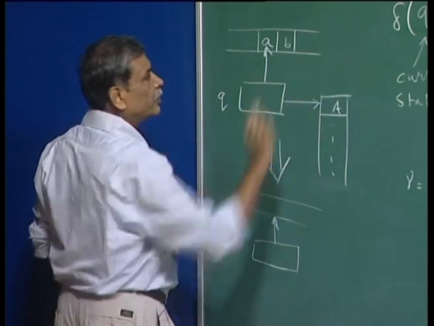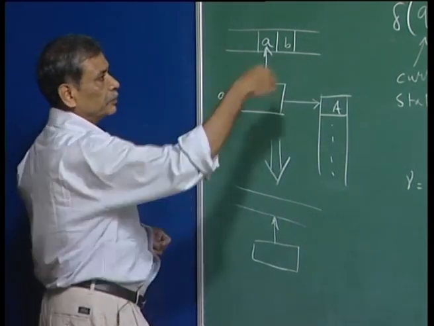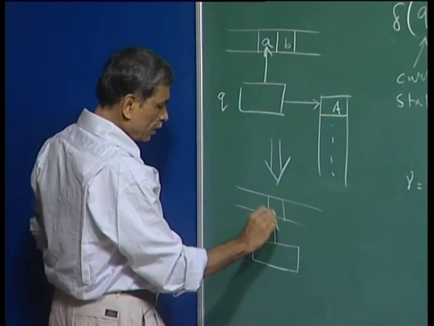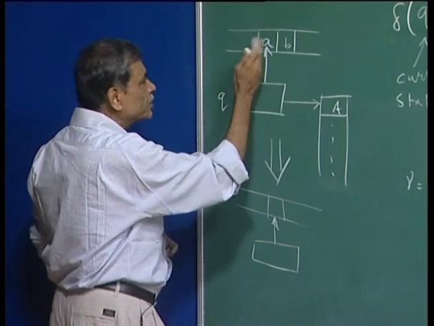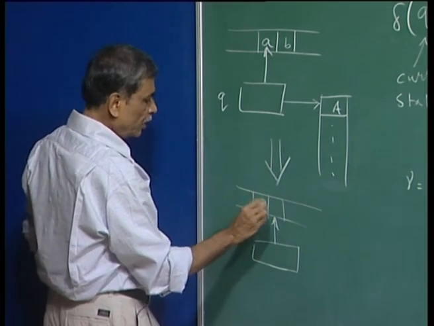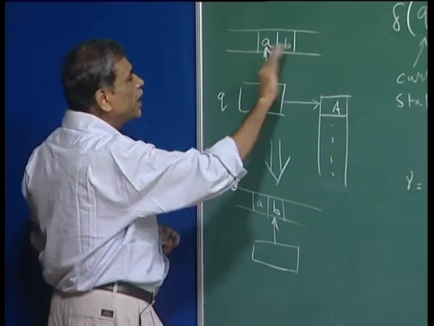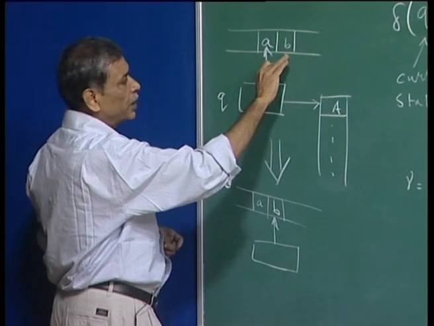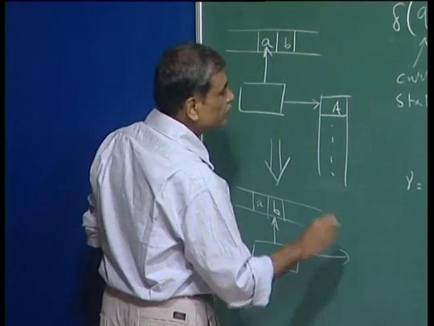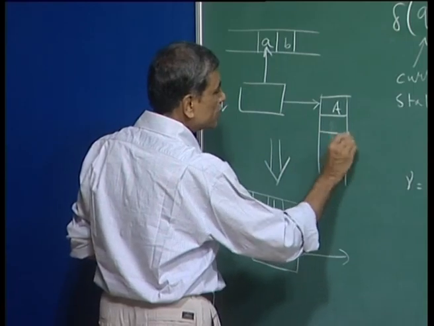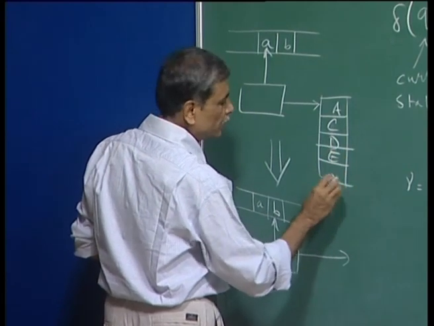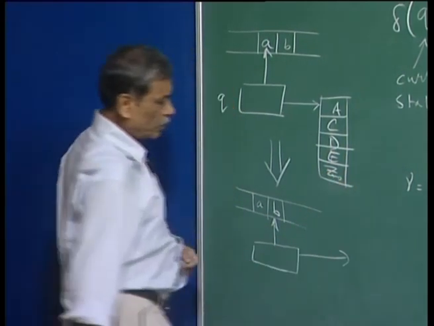If the machine has made use of that transition, that means it has consumed this particular symbol. So, it has consumed the A, and right now the head has moved one square to the right. And what is happening to the stack? Let me say what was written below was maybe C, D, E, and here the bottom of the stack symbol.